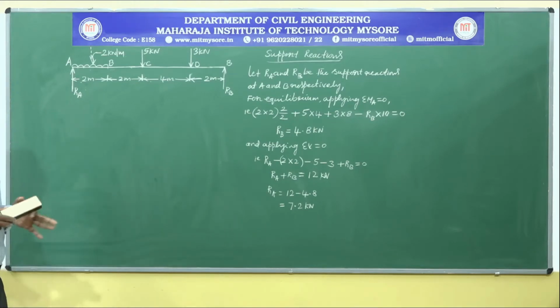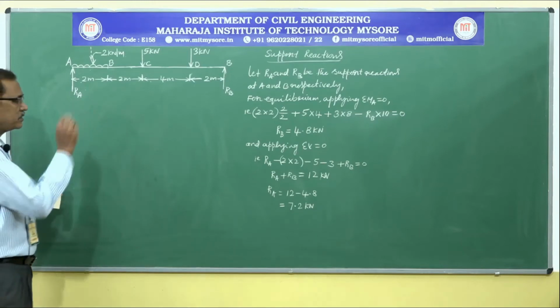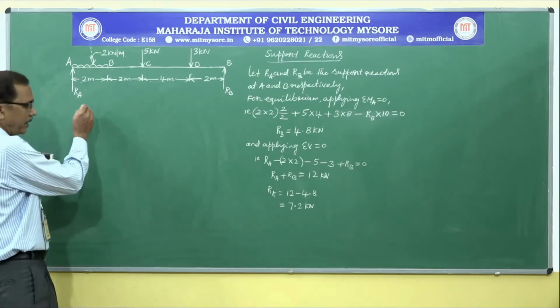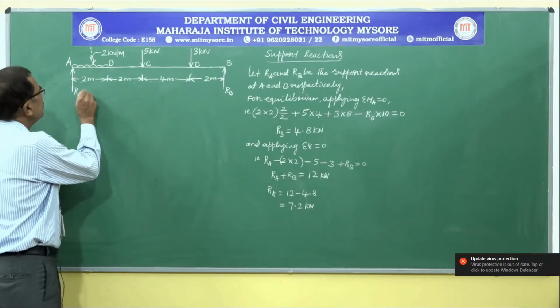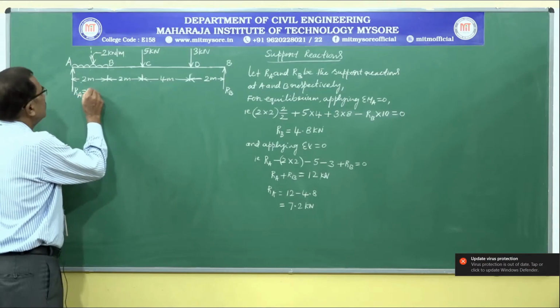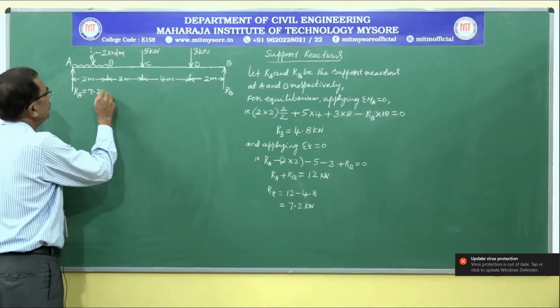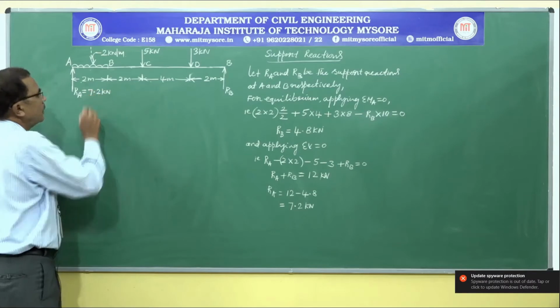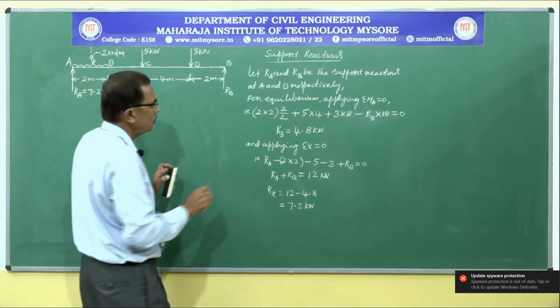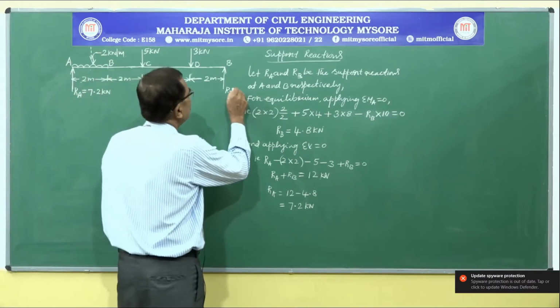After calculating support reactions, let us mark these magnitudes on the loading diagram. RA is equal to 7.2 kilonewton and RB is equal to 4.8 kilonewton.